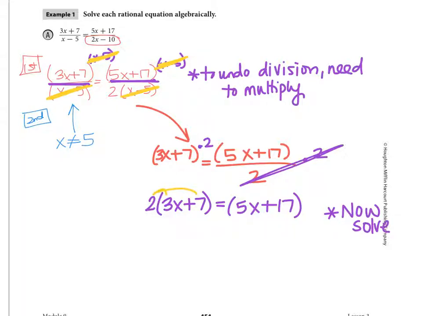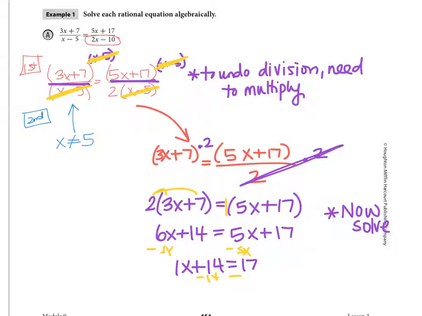All right, so got to distribute. That's going to give me 6x plus 14. There's just a 1 distributing on this other side since there's nothing written there, so that's just 5x plus 17. If we solve that, I'm going to subtract 5x from both sides, minus 5x. So that's 1x plus 14 equals 17.